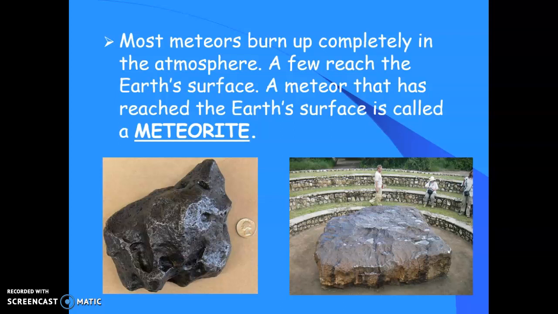So actually, I like these two pictures here because you can see the difference between two examples of meteorites. We can have ones that are very small. So this is just a small coin, an American coin. I don't know if it's a penny or a dime, but it's very small, right? Compare that to the one you see here on the right-hand side, which is ginormous, okay?